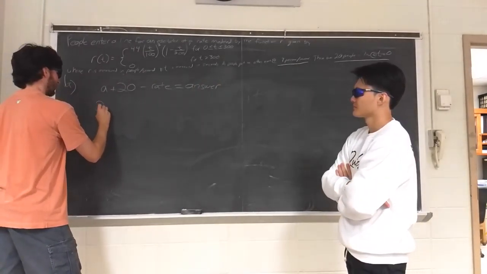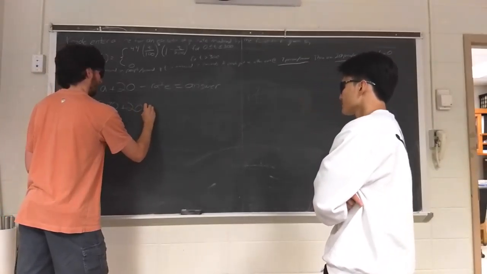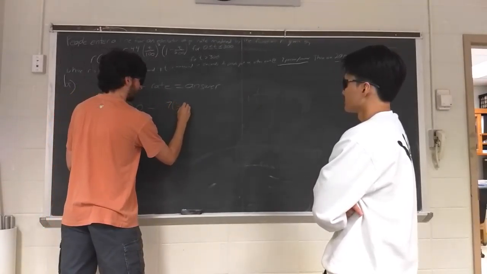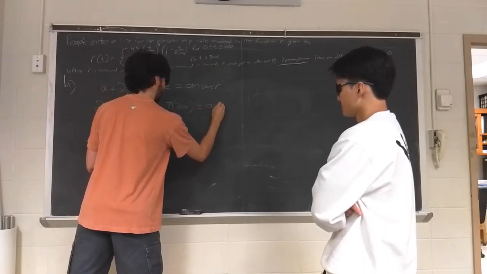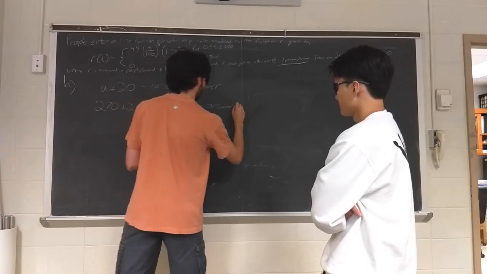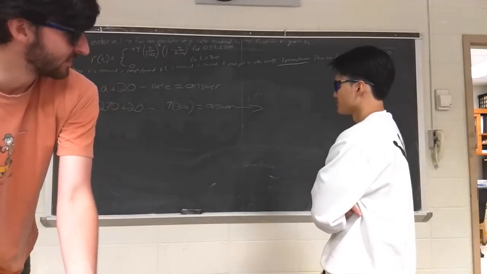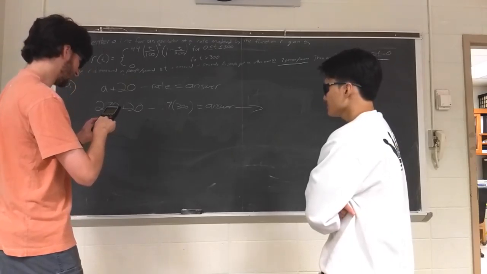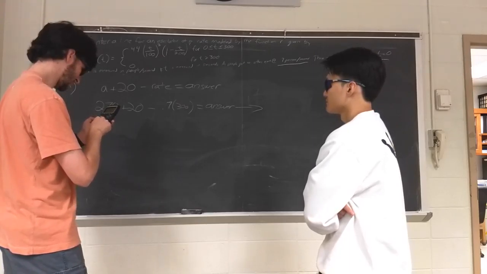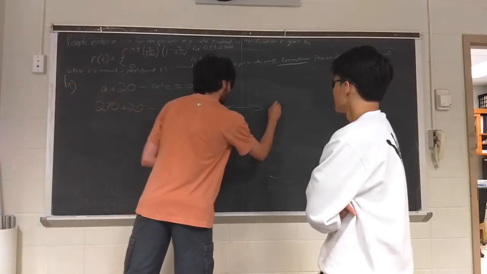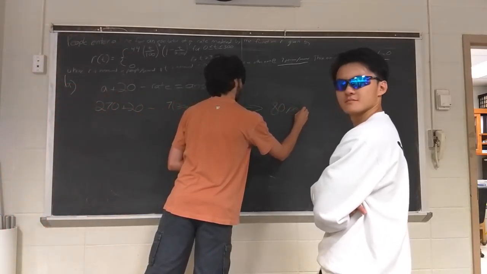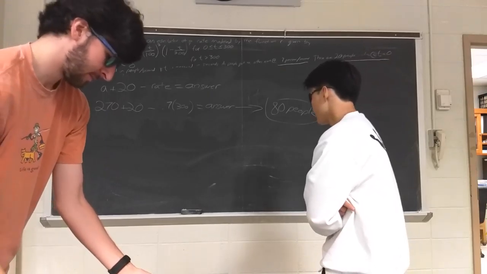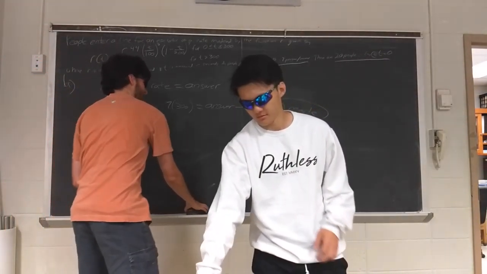So the answer to part A is 270 plus 20 minus 0.7 people times the amount of seconds, which is 300. This will get you your answer, which is 80 people when plugged into the calculator. Let's double check. 270 plus 20 is 290, minus 0.7 times 300 equals 80. So there are 80 people still in line at t equals 300. That's correct. Okay. Let's proceed.